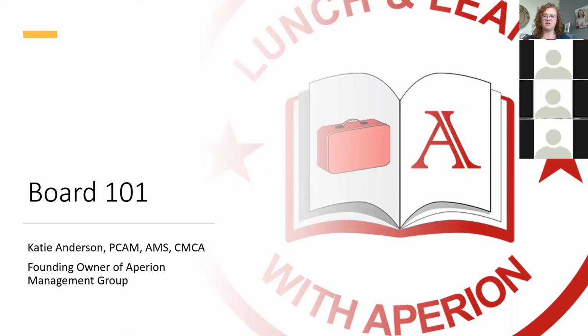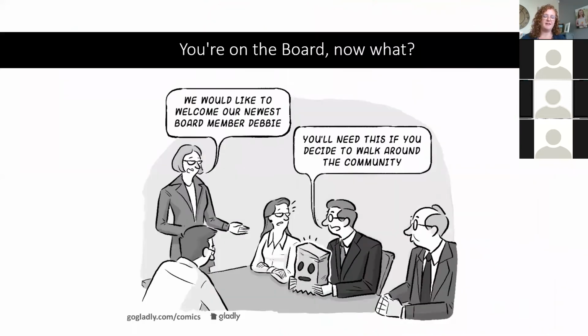what is the structure of a board, and what is their purpose? How is an association structured? And really, what's your overarching goals and where do some of your authorities come from? And so we're going to go through that information today. And hopefully by the end of this, you'll have a better understanding of what it means for you to serve as a board member in one of your communities or as a volunteer in one of your communities.